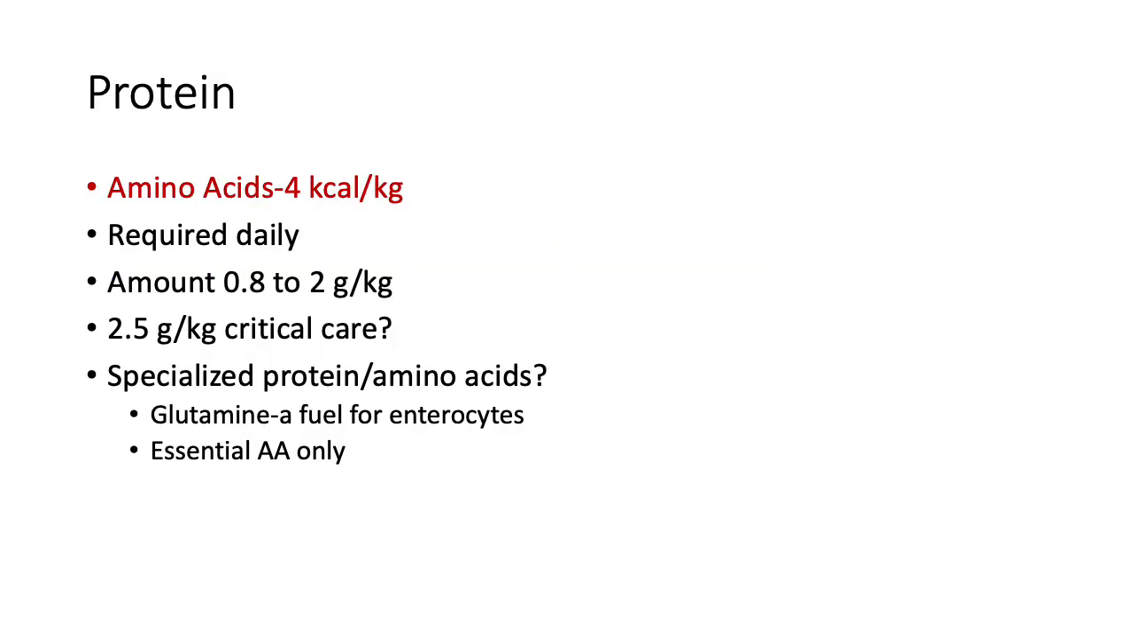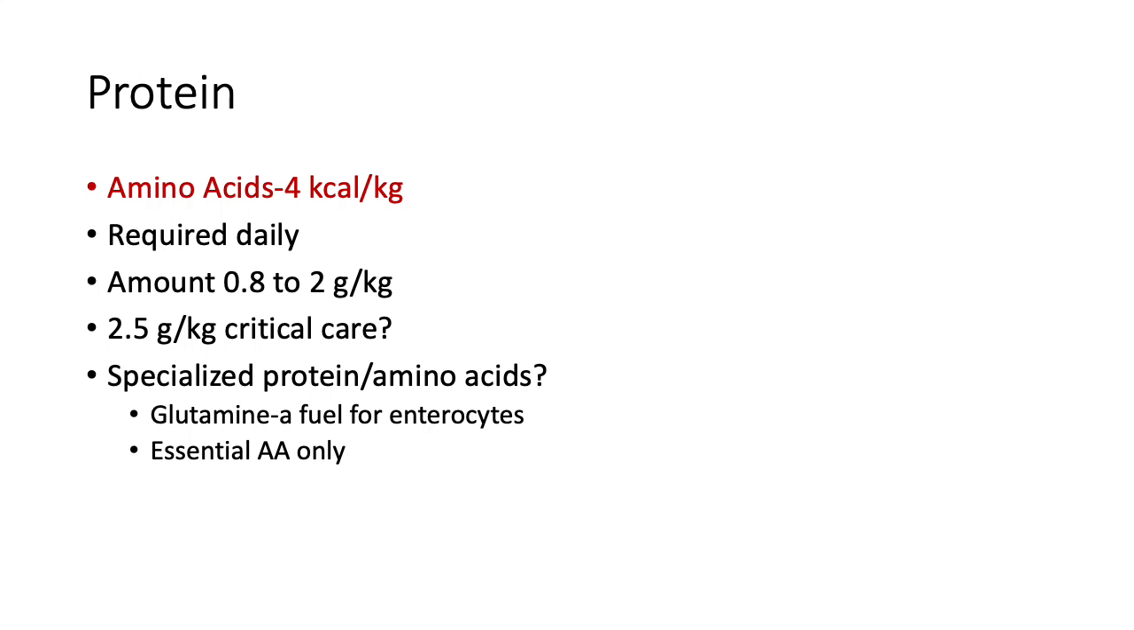Protein is provided in the form of amino acids. Levels of 0.8 to 2.0 grams per kilogram have been recommended based on disease states and tolerance. Even higher levels have been proposed in critical care for conditions such as traumatic brain injuries and continuous renal replacement therapy, but this requires close clinical monitoring.